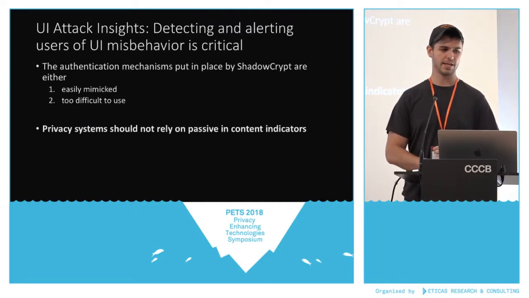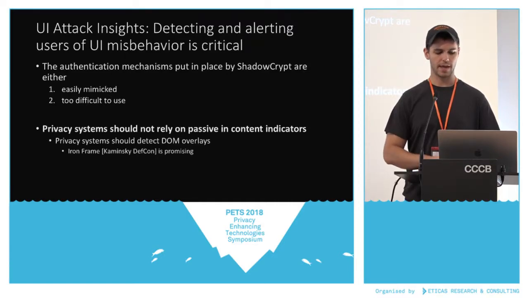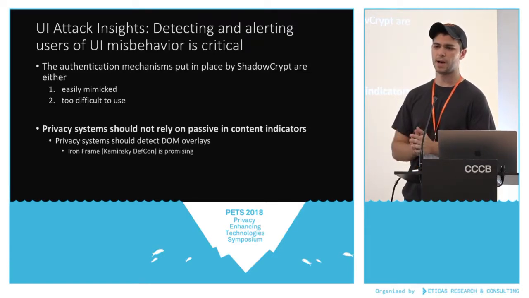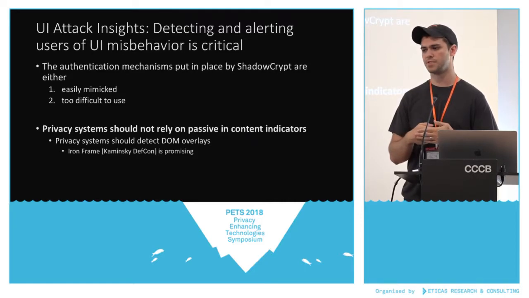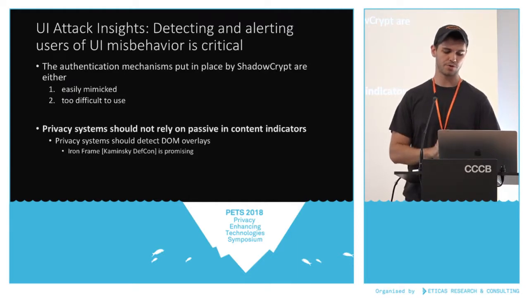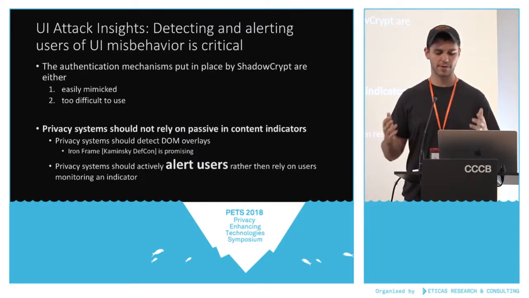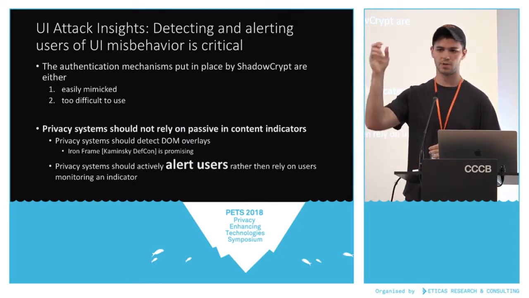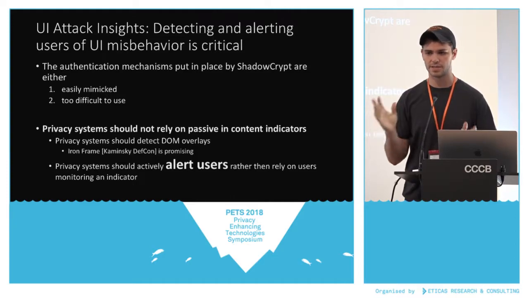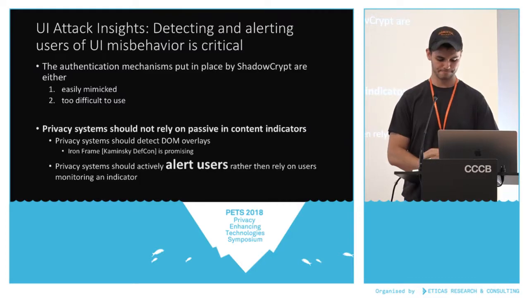Another really important one is that privacy systems should not rely on passive in-content indicators. Users are very prone to ignore these, or not really know what they mean. It'd be much better if we had systems that could detect these sorts of DOM overlays. All I did was simply put something on top of something else, and that really shouldn't be allowed. There is some promising work put out a few years ago by Kaminsky called Ironframe, which detects these DOM overlays. It would be great if we could really alert our users, rather than relying on something that's always either red or green that they should be looking at to see if something sketchy is going on. Really bring it to the forefront for users to know that there's some UI misbehavior going on.